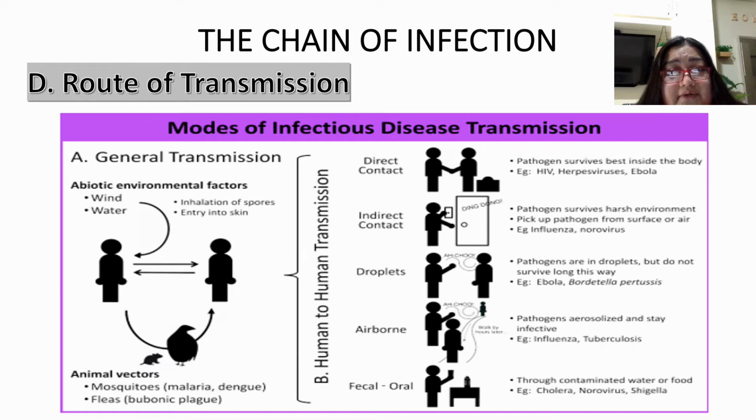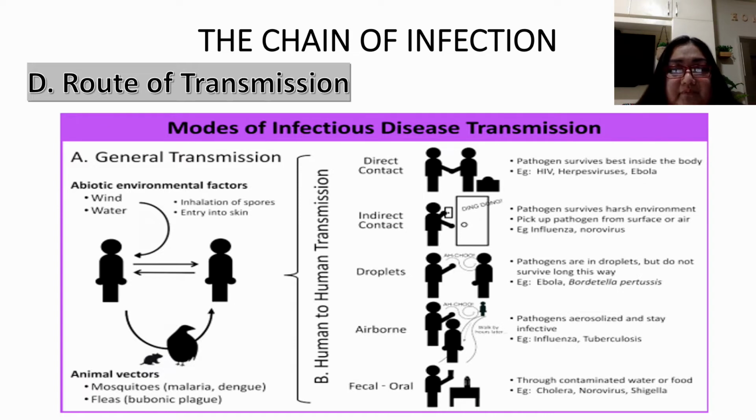Yung fecal oral route naman, it is through contaminated water or food. As an example, yung microscopic eggs ng ibang pathogens, they exit via feces. And since unseen siya by the human eye, it may enter the body through the mouth when drinking or eating. Kaya good hygiene and hand washing prevents this. These pathogens also are a large problem in developing countries like the Philippines.